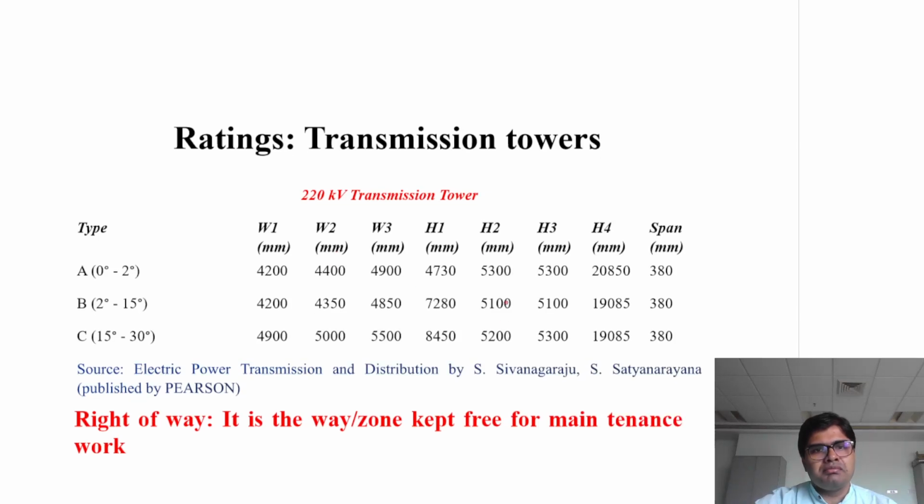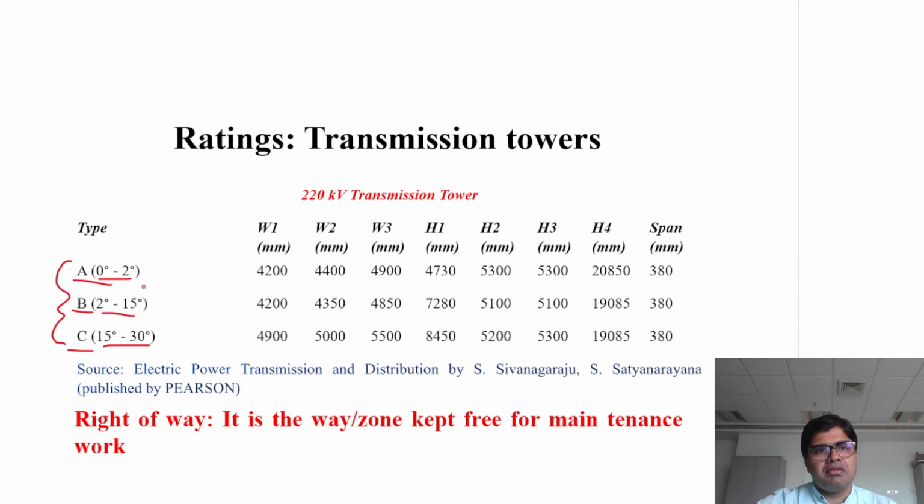Now let us look at some practical data. This is very important, we have 3 types of transmission towers: A type, B type, C type. What are they? A type towers are those where the angle of deviation is only within 2 degrees. B types are those where the angle of deviation is 2 to 15 degrees. And C types are those where the angle of deviation is within 15 to 30 degrees. And beyond 30 degrees, it is another type D. Maximum deviation up to 60 degrees is possible.